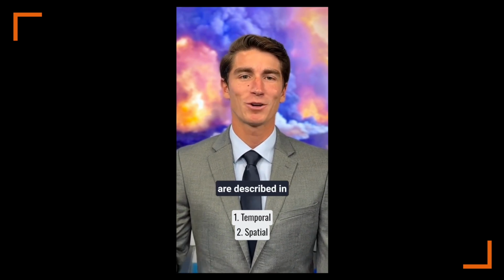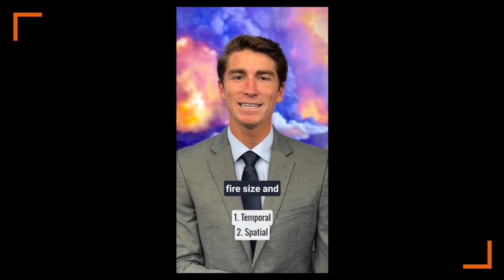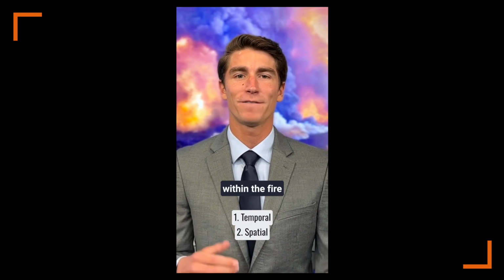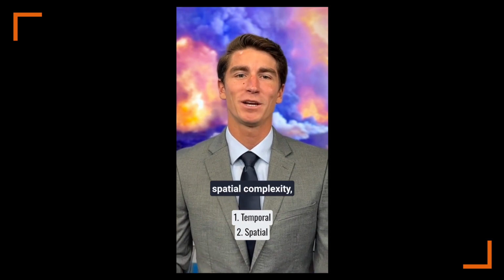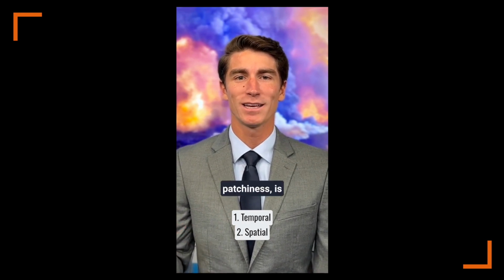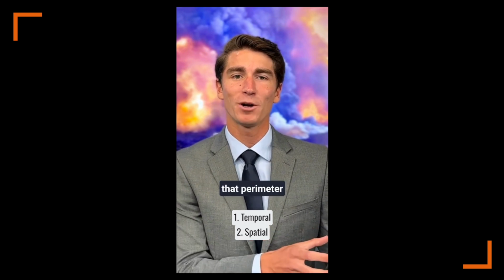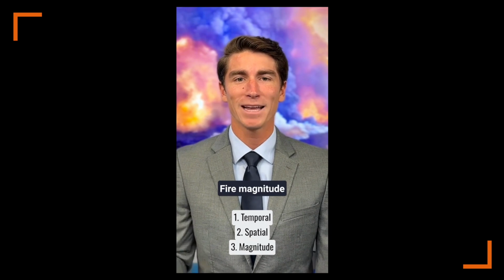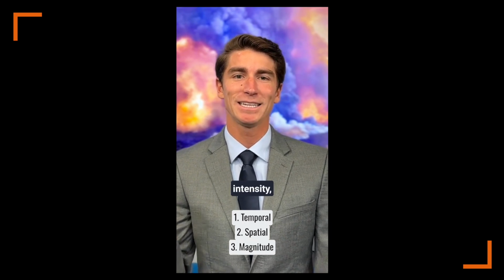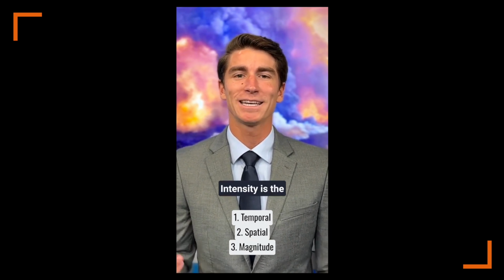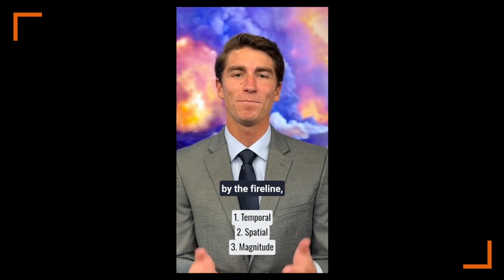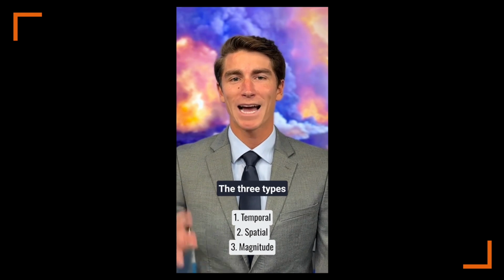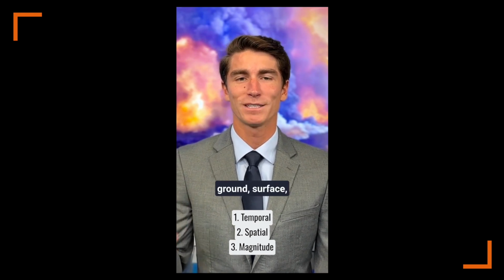Spatial attributes are described in 2 ways: fire size and spatial complexity. Fire size is simply the area within the fire perimeter. The reason we have to add spatial complexity, or patchiness, is that some areas within that perimeter may be completely burned while others remain untouched. Fire magnitude is separated into intensity, severity, and type. Intensity is the energy released by the fireline, while severity is the effect the fire has on the environment. The 3 types of fire are ground, surface, and crown.